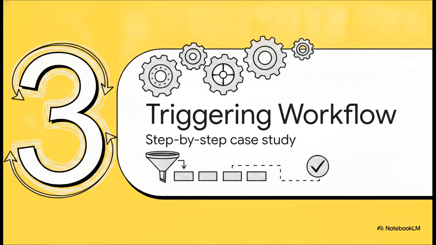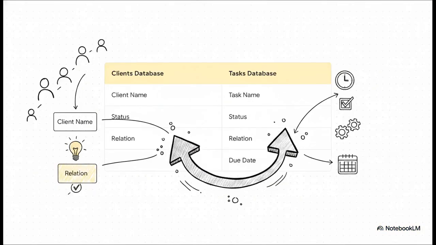Okay, part 3, triggering the workflow. Let's actually build this thing. Looking at the required foundation, this maps out the relational database architecture you need for this setup. You really just need 2 databases, a client's database and a tasks database. Over in the client's database, you've got the client name and a status property, like, say, active. Over in your tasks database, you have the task name, its own status property, and a due date. But the real magic? That happens with a relation property that links your clients directly to your tasks.